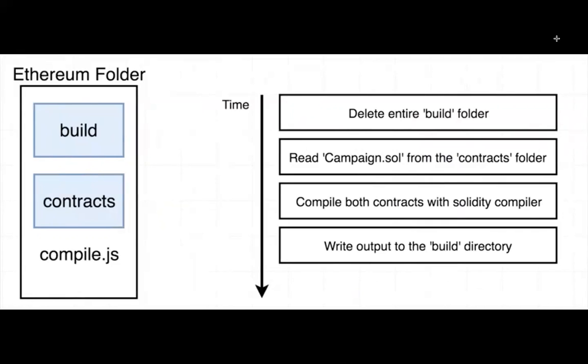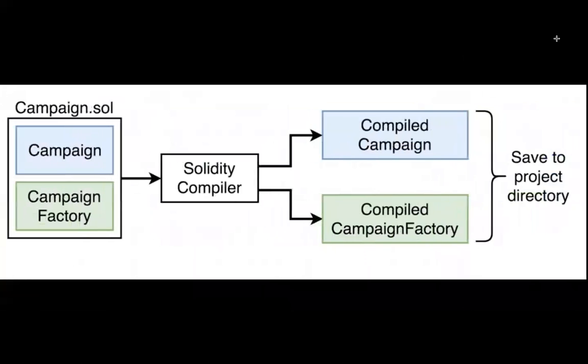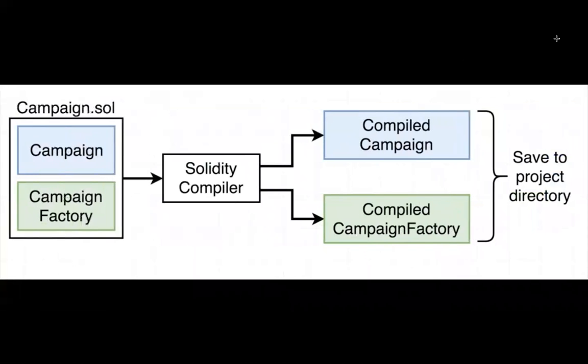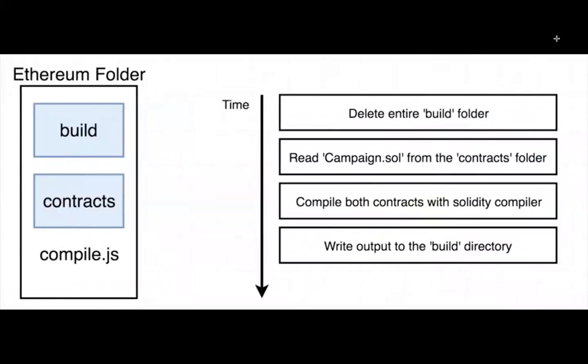So the first thing I want to do inside the compile.js file is delete the entire build folder if it exists. After that, it will read the contents of the campaign.sol file. Next, I'm going to compile both contracts inside the file with the Solidity compiler. The output of that will be the compiled campaign and the compiled campaign factory. Okay, so these are 2 separate files that I want to deal with. So I'm going to take both of those outputs and write them both to the build directory as JSON files. Then anytime in the future when I need to access the contracts, I can read them from the build directory without having to recompile my contracts.